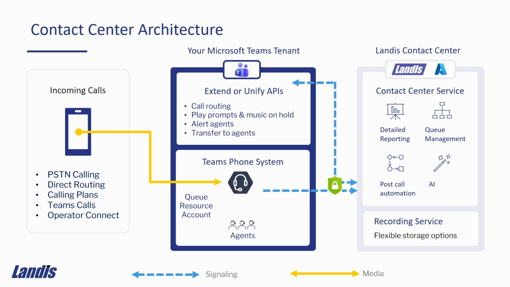In this case, there's instantaneous signaling that is going back and forth between Landis services in Azure and your tenant. That is telling the APIs what to do, collecting all the information around the call, allowing us to provide live and historic analytics. But as you can see, the call comes into your environment, it goes through the resource account right to the agent. At no point is your call traffic leaving your environment and being sent to Landis. Everything stays contained. That's what it means to be either extend or unify. We're using Microsoft APIs to embed functionality inside of your tenant.